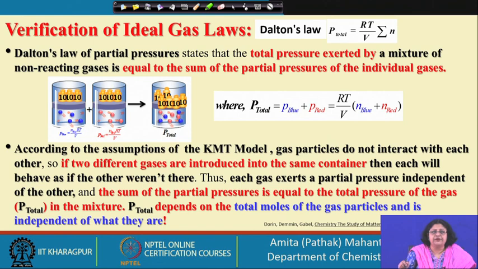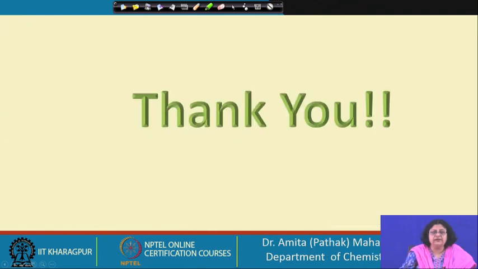So, the total pressure is going to be the sum of the partial pressures because they are not reacting gases, and according to the kinetic theory of gases, the molecules do not have any interaction with each other. So, they are going to behave independently. If you are talking about gas pressure here, we are talking about one type of gas pressure contributed by this system, another contributed by this system. So, the total pressure of this system and this system together is the sum of the partial pressures. So, this is what I have discussed.